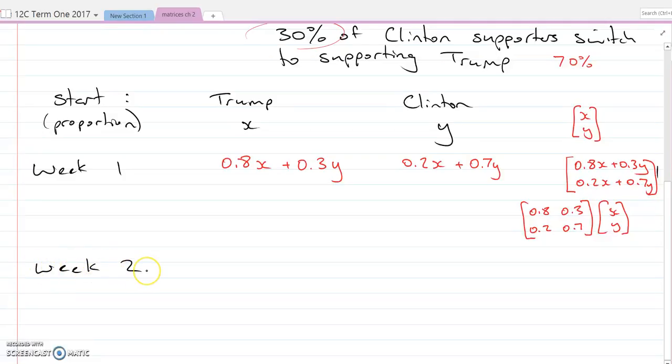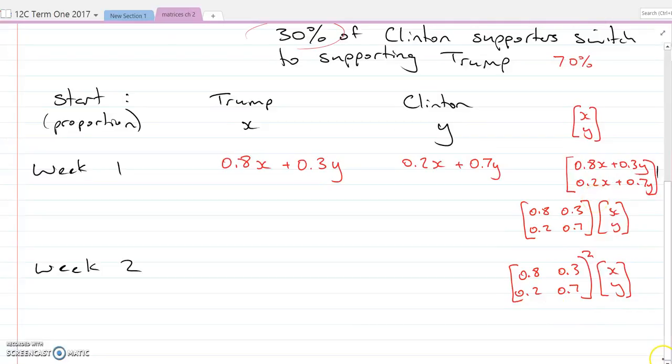Okay, so now in week 2, hopefully it's obvious that all that's going to happen is that we're going to times again by this 0.8, 0.3, 0.2, 0.7 matrix. So we're going to have that matrix squared, because we're just going to times each week. We're timesing the previous week by this matrix.